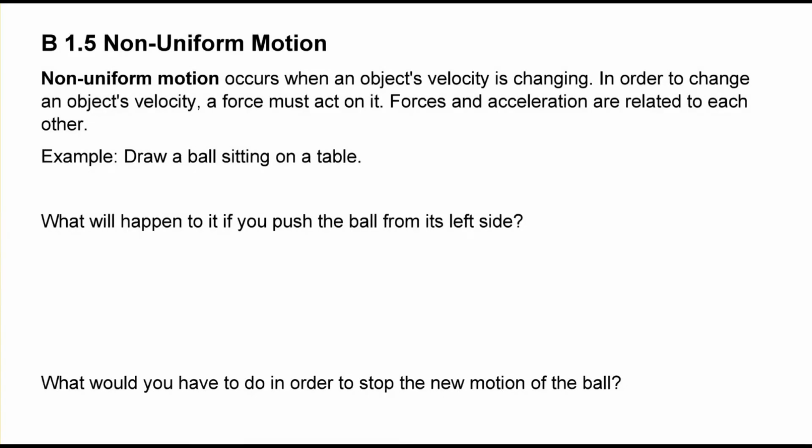It's Mr. Walton here. We're talking about non-uniform motion. We're talking about acceleration today. Non-uniform motion occurs when an object's velocity is changing. That's right. We're talking about situations where an object isn't just going the same speed every single second, that kind of thing. So, in order to change an object's velocity, a force must act on it. Forces and acceleration are related to each other, and we're going to explore this a little bit later, but right now we're just going to really generally describe it.